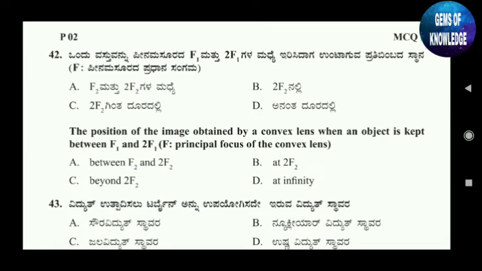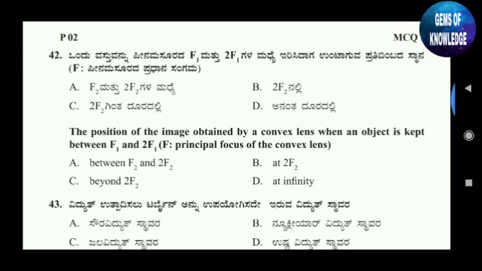So you can see here, position of the image obtained. Just see the question, position of the image obtained. We have to identify what will be the image position when formed by a convex lens, when the object is kept between f1 and 2f1. So when the object is kept between f1 and 2f1, what will be the position of the image obtained? If it is possible, I'll insert a picture over there.